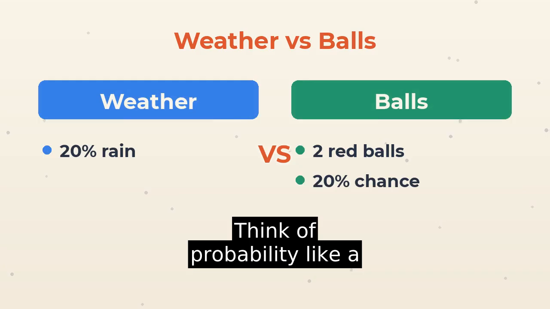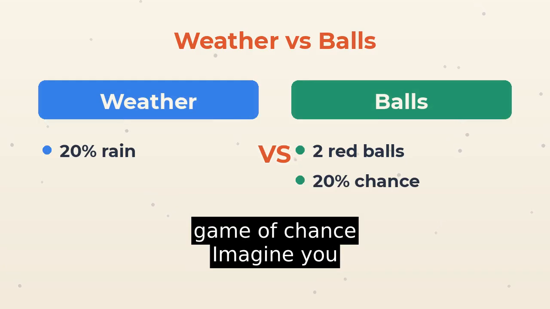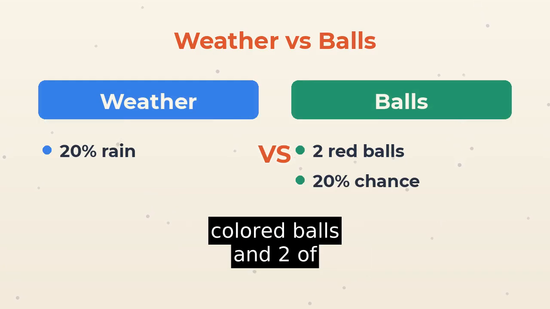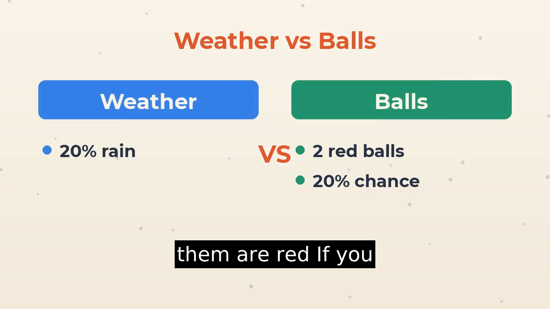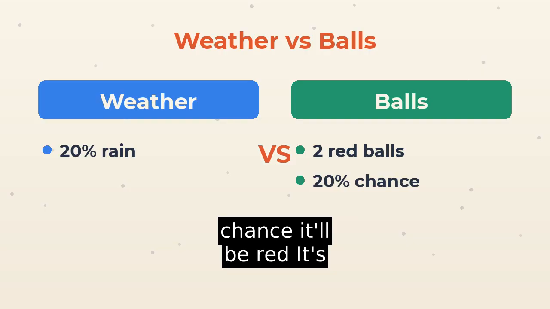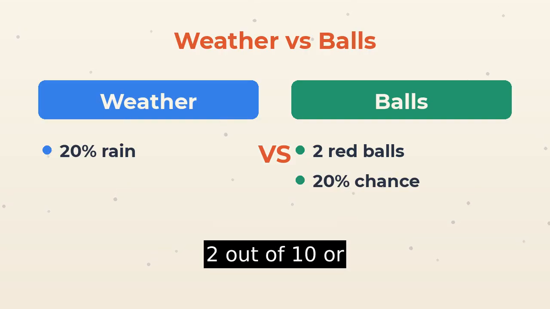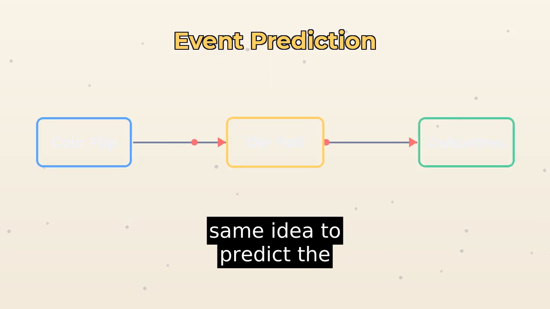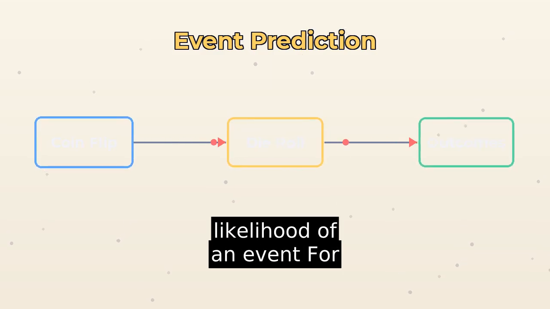Think of probability like a game of chance. Imagine you have a jar with 10 colored balls, and 2 of them are red. If you reach in and grab one ball at random, what's the chance it'll be red? It's 2 out of 10, or 20%. You can use this same idea to predict the likelihood of an event.